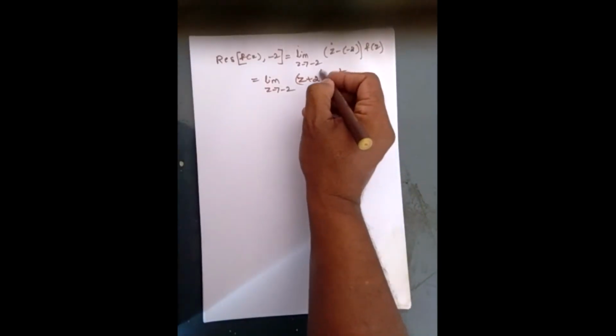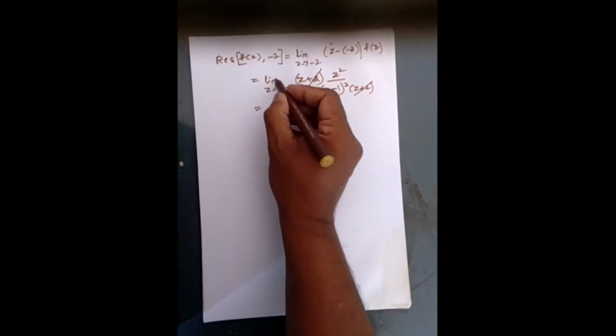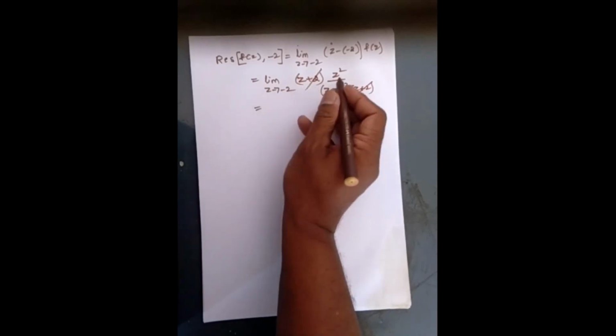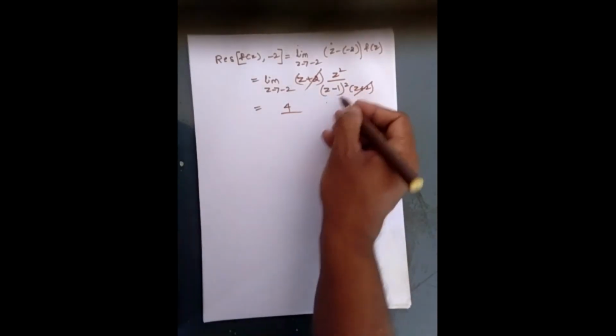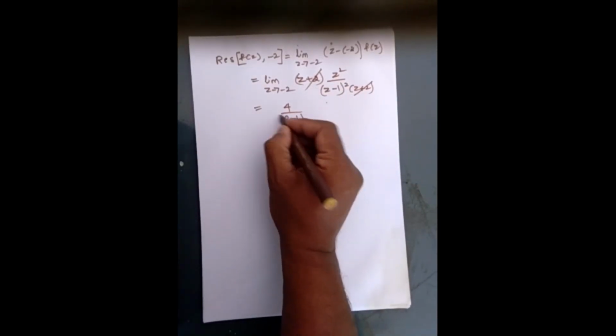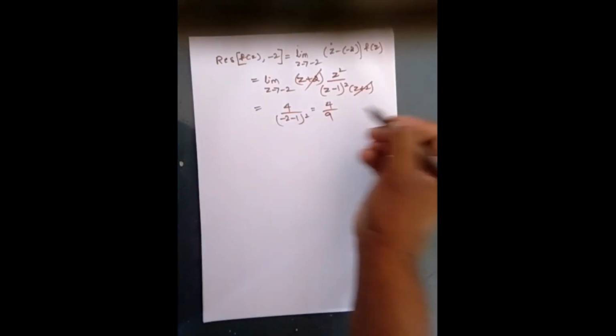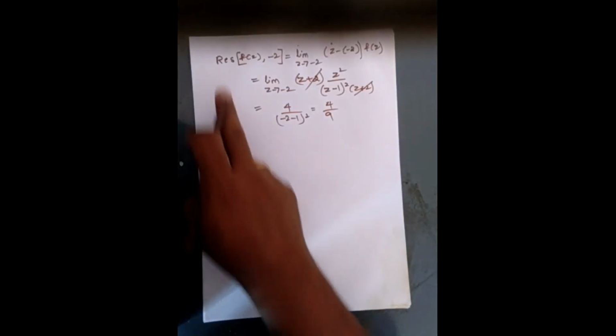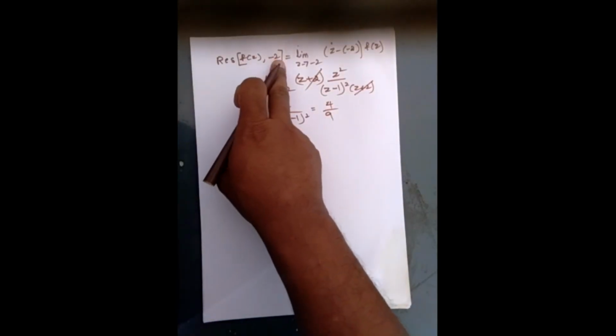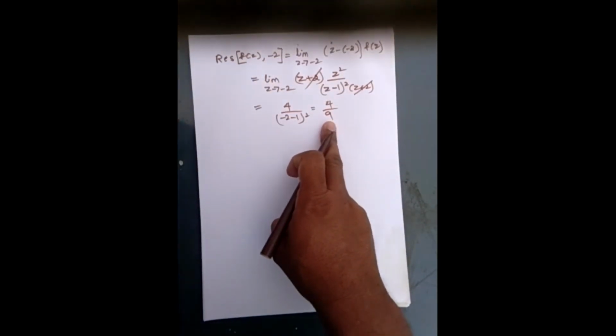Now this z plus 2 gets cancelled. Now substitute the limits. This is (minus 2) whole square, that is 4, divided by (minus 2 minus 1) whole square, which is (minus 3) whole square, that is 9. So 4 by 9. So the residue of f of z at z is equal to minus 2 is 4 by 9.